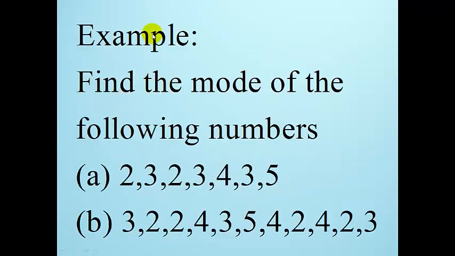Now let's look at this example. Find the mode of the following numbers. A: 2, 3, 2, 3, 4, 3, 5. B: 3, 2, 2, 4, 3, 5, 5, 2, 4, 2, 3. These are the numbers, and we have to find the mode of the following numbers. Now let's look at the solution to this problem.